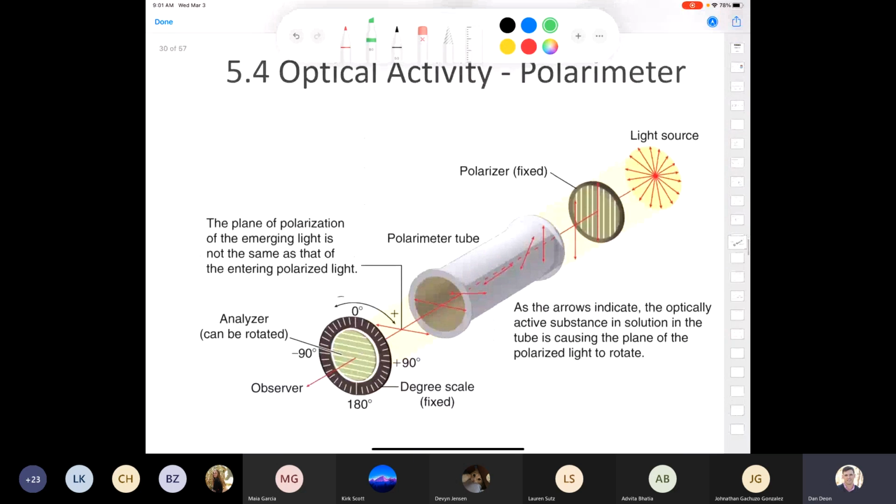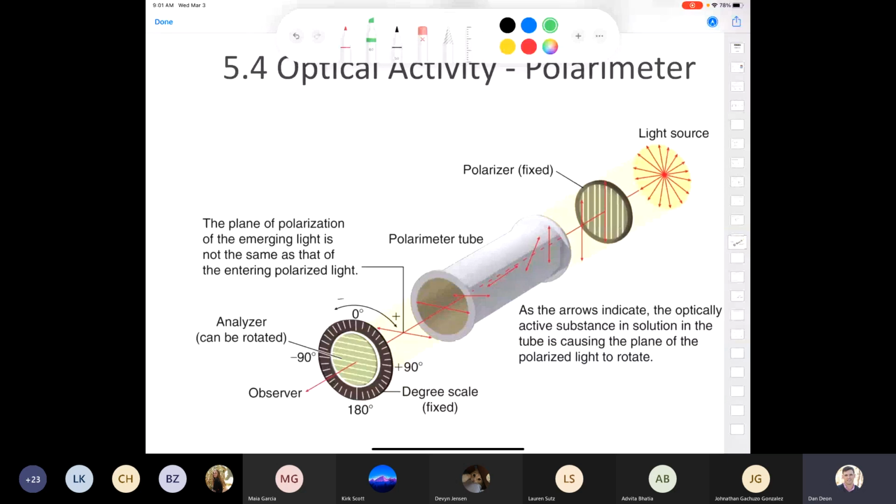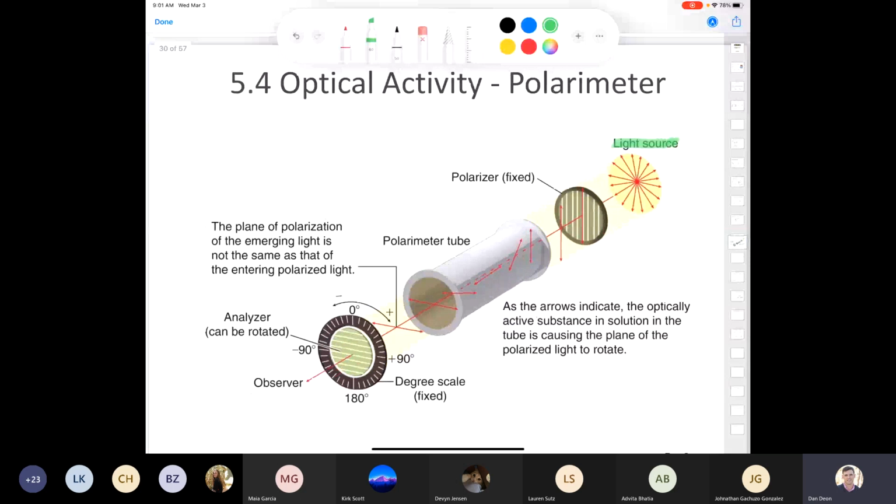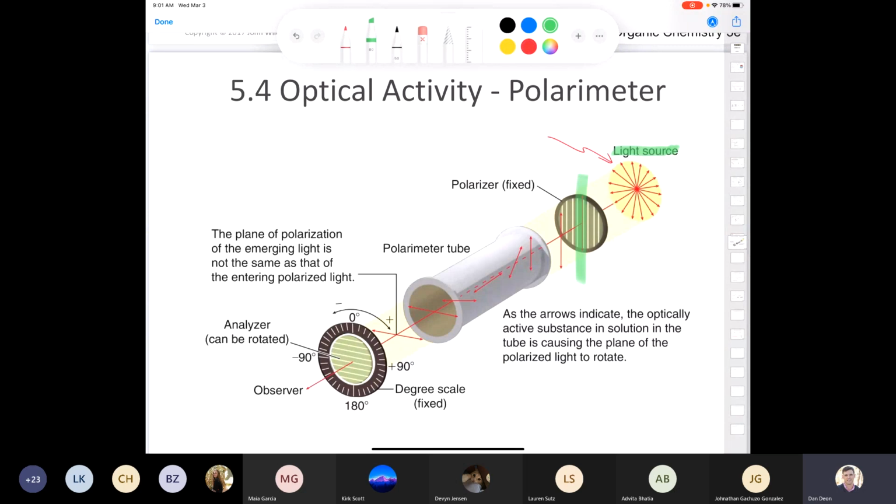So if you're not 100% sure what I meant, okay, what we do is we take a light source. It's a very specific light source. It's the D line of sodium, which has a wavelength of, I think, 589 nanometers. You shine it through a polarizing filter, right? I told you that light travels in all directions perpendicular to the plane of travel. Then when you pass it through the polarizing filter, you only get one direction of the light. Then you shine the polarized light through a polarimeter tube.